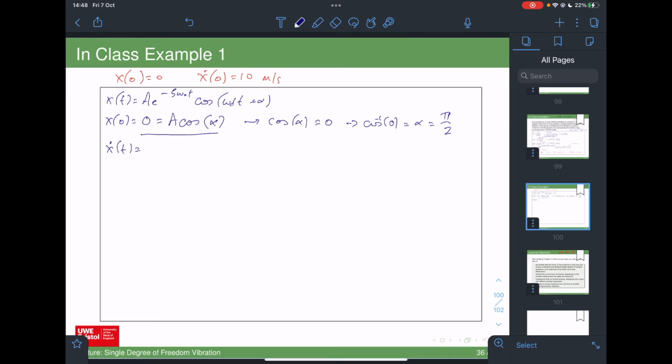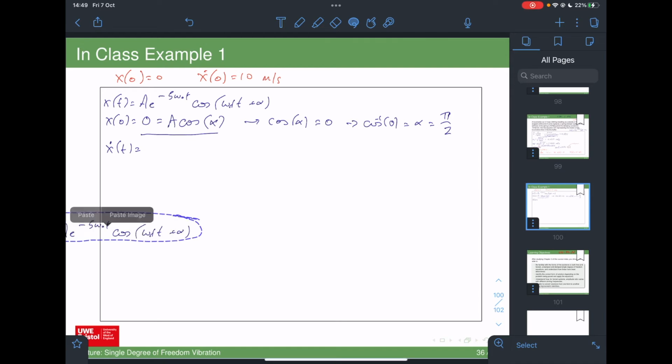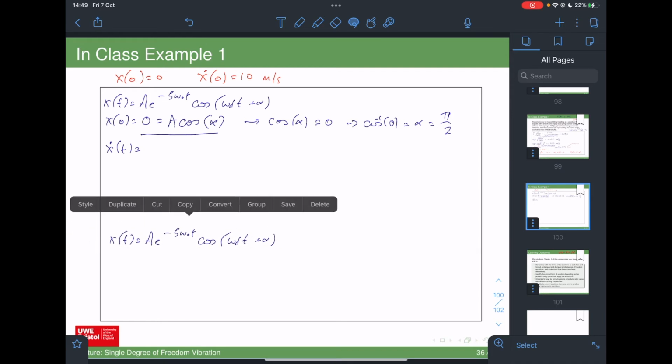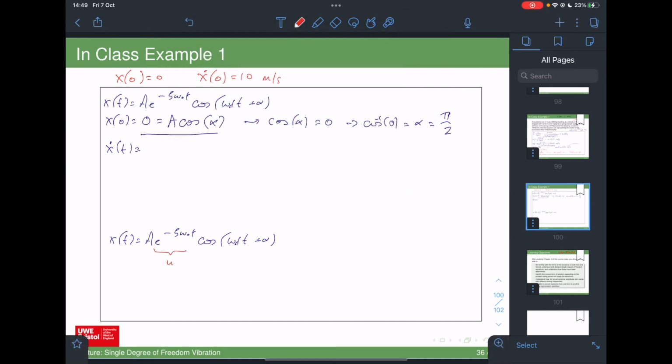I've given it in the question, but let's do it. Okay? If I've got my equation here, so I'm going to copy this. There's my equation, okay. If I say this is U, this is V, okay, we know the product rule.